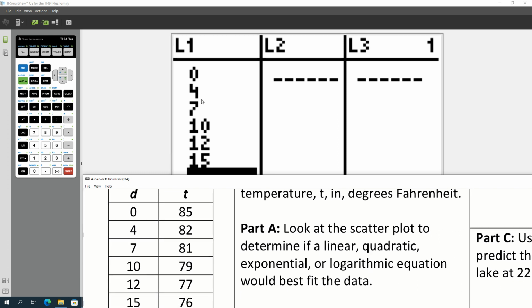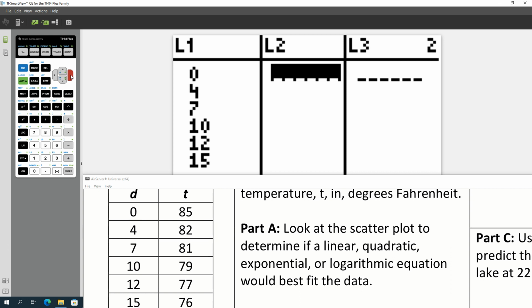Then you'll hit the over arrow and do the same thing in list 2, put all of these numbers that are underneath the T, hitting enter after each one.